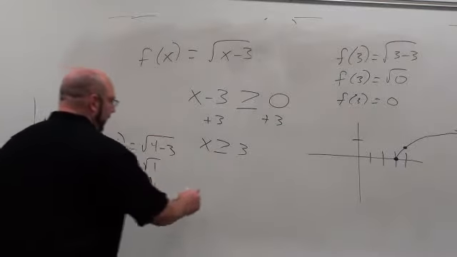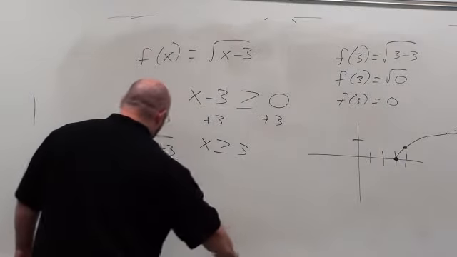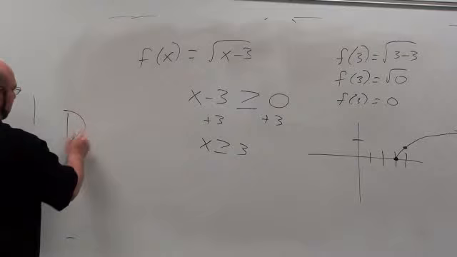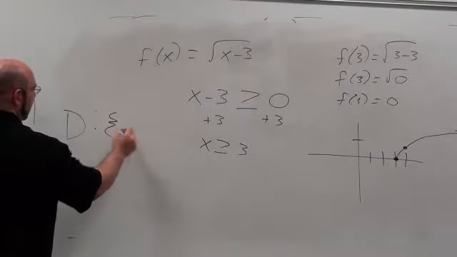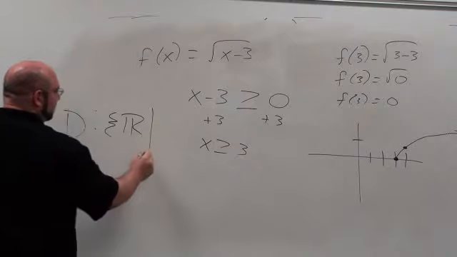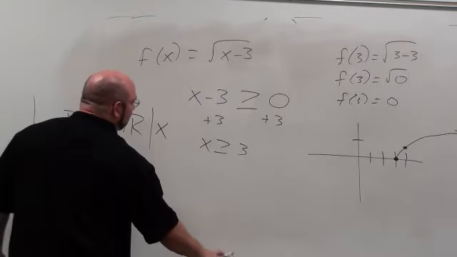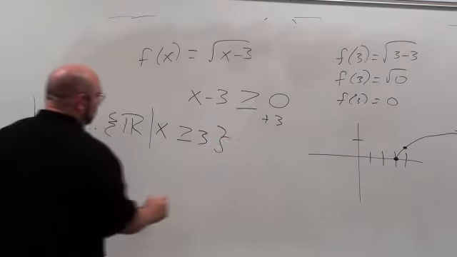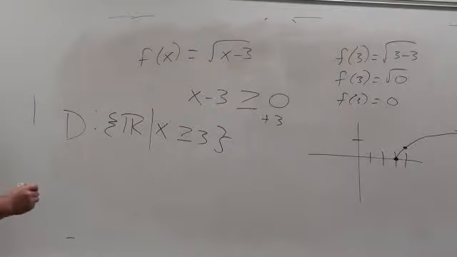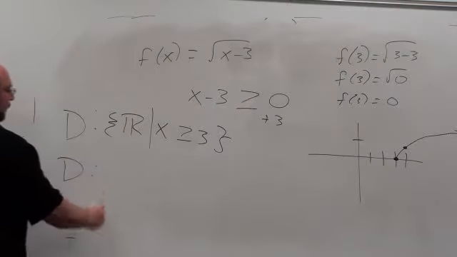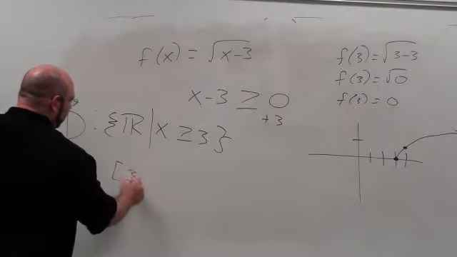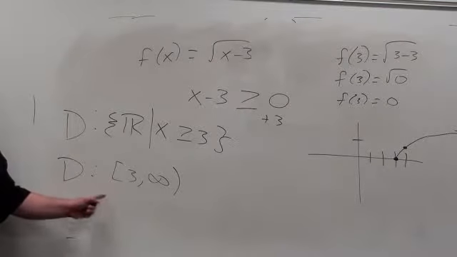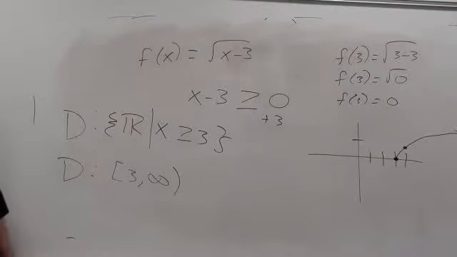Now, when I ask for the domain, I'm going to say that my domain is the set of all real numbers such that x is greater than or equal to 3. Another way to do this is just to say the domain is from 3 to infinity. Notice the bracket because it's equal to 3 and then it goes on all the way to infinity.